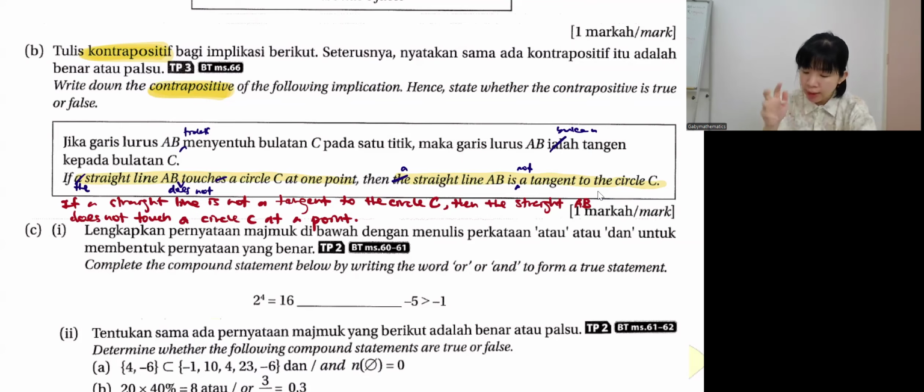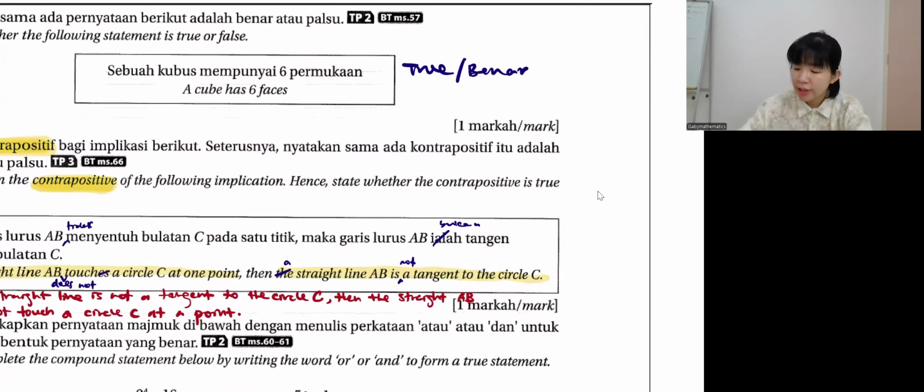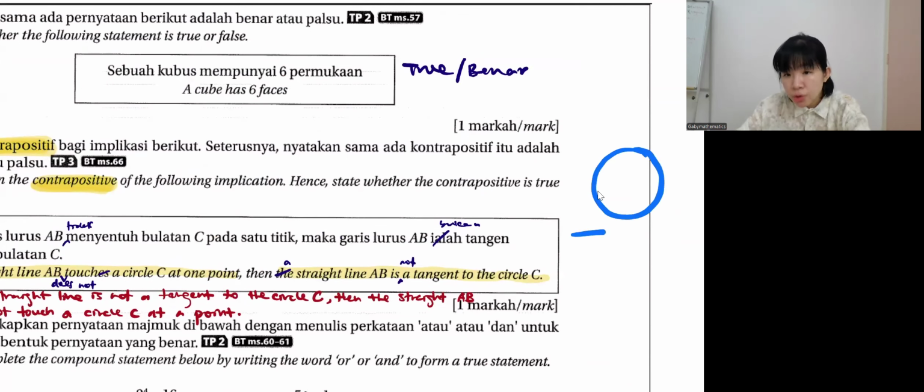Okay, so they say if a straight line not tangent. Okay, what is tangent first? Now, tangent is a straight line. The straight line must touch circle at only one point. Okay, this straight line like this is called tangent. So now they say if this is not a tangent, if this line is not a tangent, means it won't touch circle at one point.